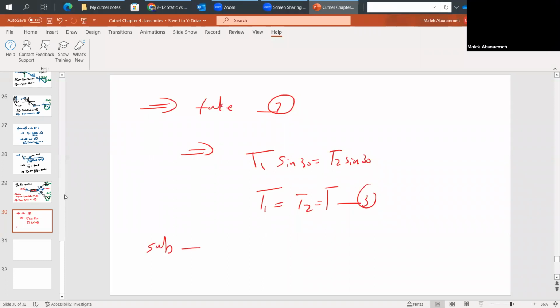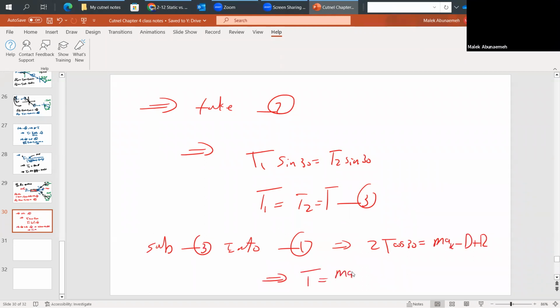So we're going to sub the third one into our first equation. So basically your 2T cosine 30 is going to equal MAX minus D plus R. That means T is going to equal MAX minus D plus R over 2 cosine 30. And this is going to equal 1.5 times 10 to the 5th newtons.